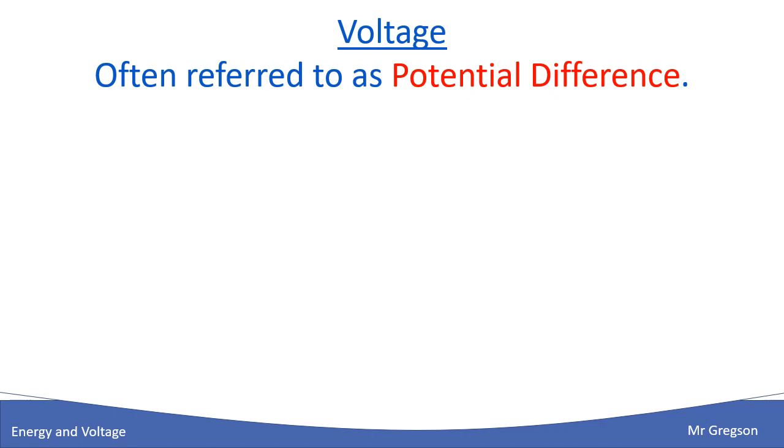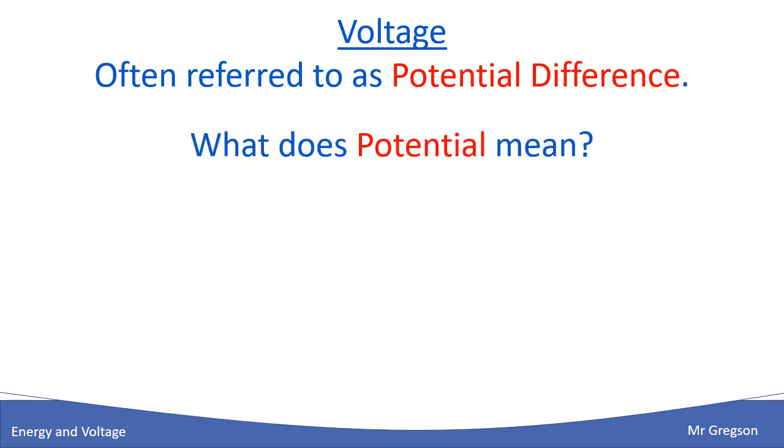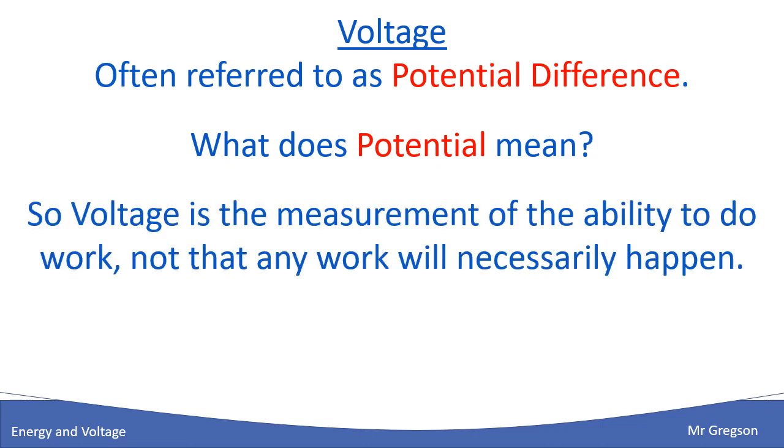Okay, so voltage. Voltage is often referred to as potential difference at school and education. In the real world, it's just called voltage. Okay, so the word potential really means the ability just to do something. Not necessarily it will happen. So at the moment, the power sockets on the walls around you in your home have the ability to do work. So they have a potential of 230 volts, but they're not doing anything.